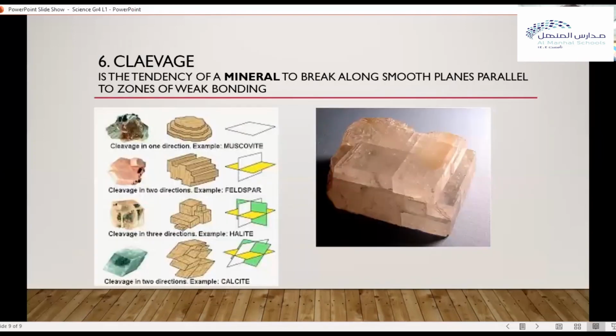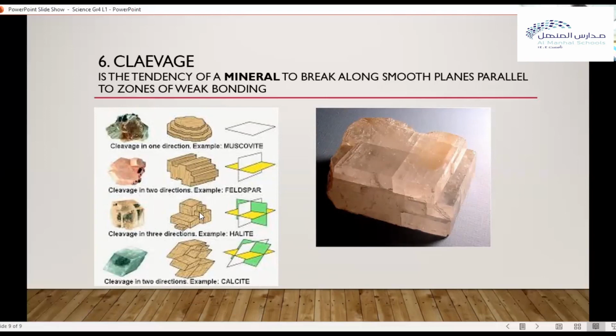The cleavage, the last one that we are looking at, is how a mineral breaks along smooth lines or planes, due to the zones of weakness in its bonds. So here are 4 different ways crystals can break. Okay, the first one will be crystals just growing on top of one another. For example, muscovite. The second one will be feldspar. Feldspar looks like this. Now this is feldspar here.